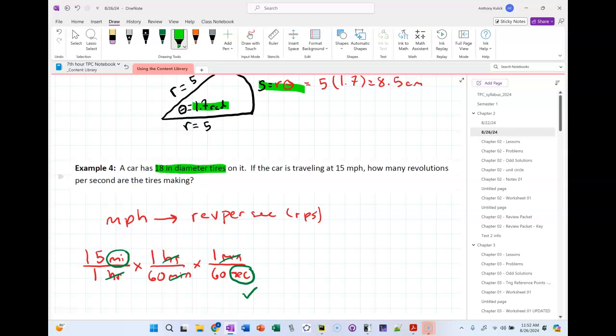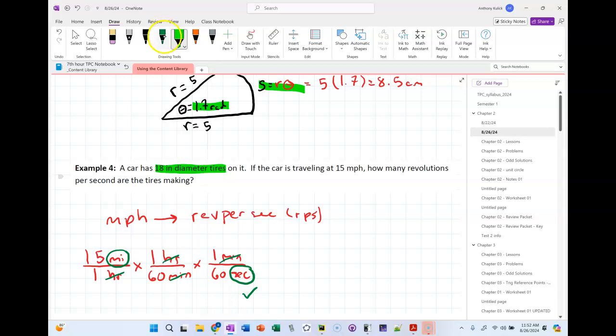Now, when I look at that 18-inch diameter tires and 15 miles, what do we notice? They're both lengths. What do you notice about the length unit, though? I have one in miles and one in inches. They're different, right? Is that going to be a problem? Yeah. So guess what I'm going to do first? Convert them to the same thing, right? Let's convert miles to inches. It's usually easier to go that way than inches to miles.